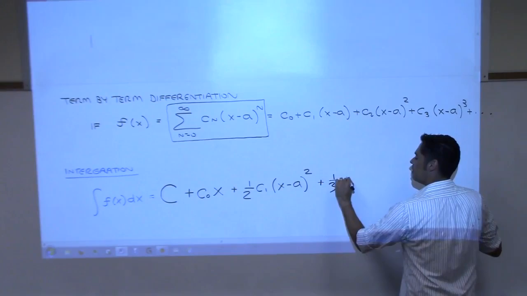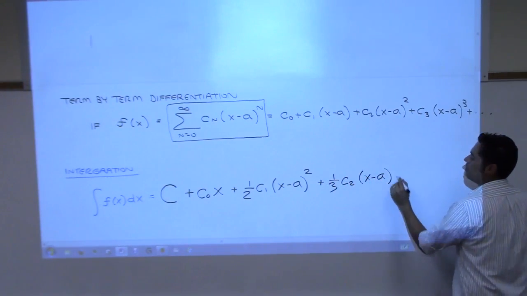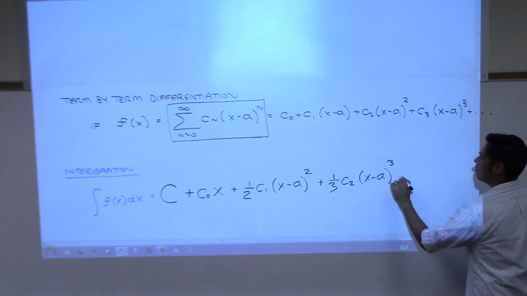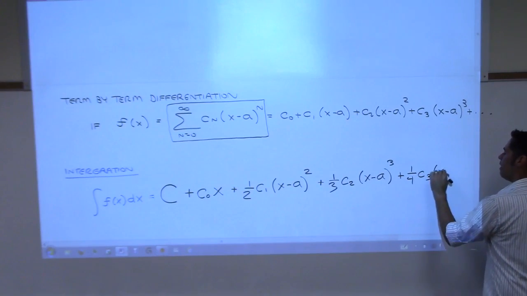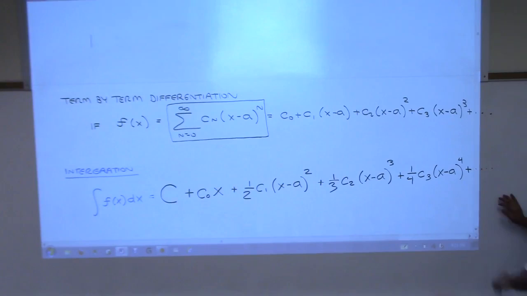1/3 C2 x minus a to the third power. Next one. 1/4 c sub 3 x minus a to the fourth plus ... forever. It's looking pretty nice so far. I need to try and come up with a formula now.